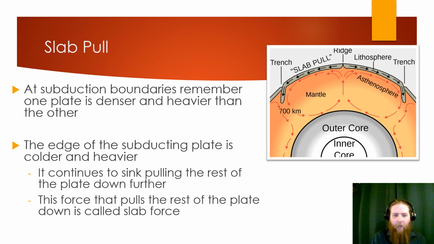This is at subduction boundaries. We have these kind of heavier plates. These ones get dragged beneath the other one. They are denser. This edge of the plate here initially is colder and denser, so it starts to go down. As it does, it pulls the rest of this plate down with it. This is called slab force.